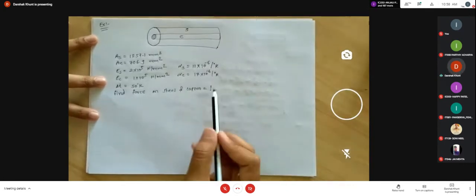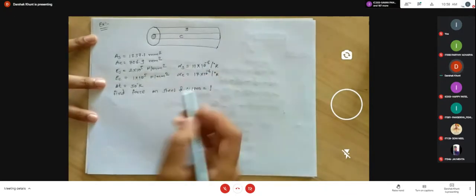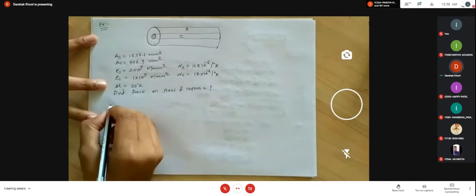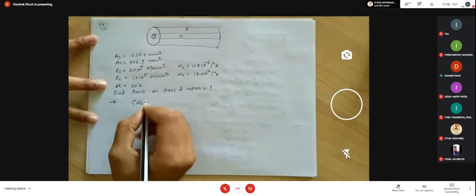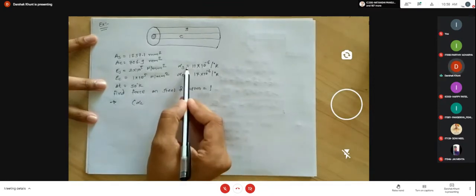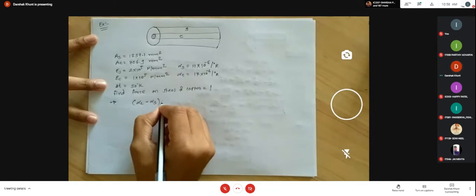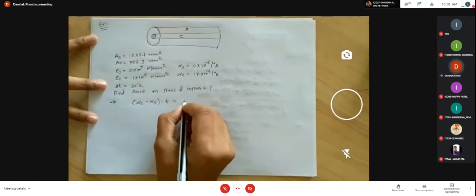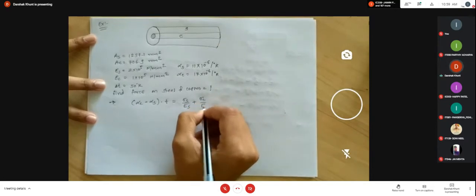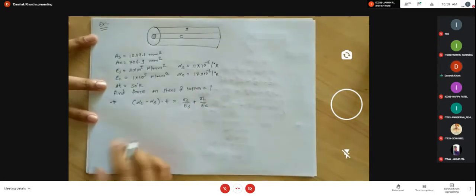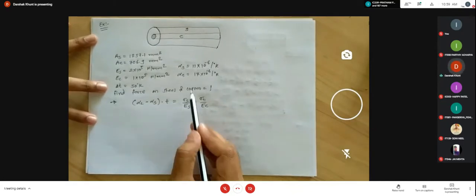Okay. What are the forces generated on steel and copper due to their composite effect, due to the change in temperature? So we have considered the first equation, that is alpha c, because alpha c is greater than alpha s. So (alpha c minus alpha s) into T is defined by sigma s by Es plus sigma c by Ec. That is our first relation between the temperature change and the stresses generated in the different materials.